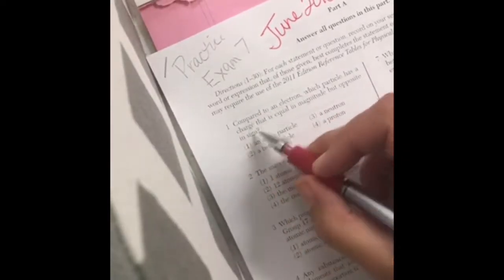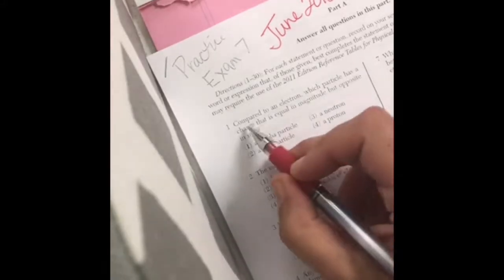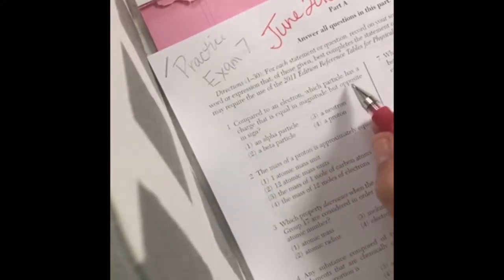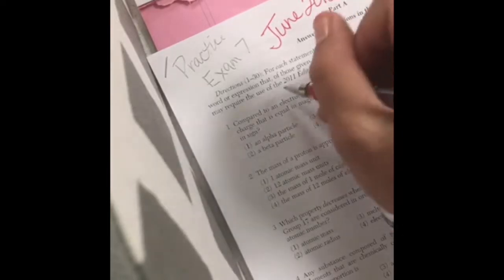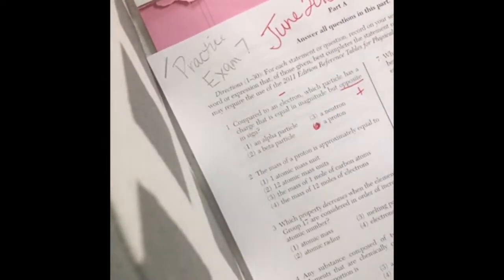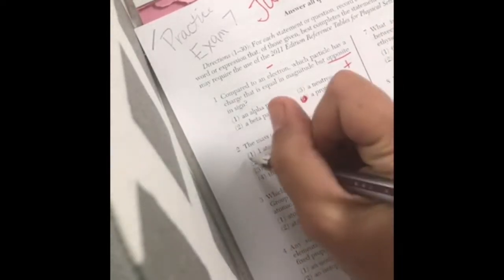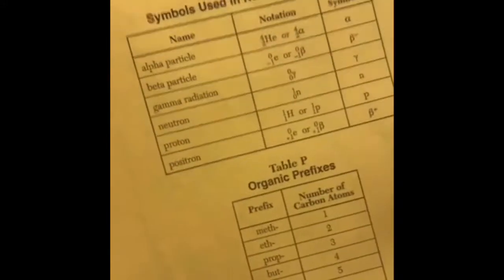So first one, compared to an electron, which particle has a charge that's equal in magnitude but opposite? So an electron is negative, so I'm looking for positive, and positive is a proton. Next one, the mass of a proton is equal to, so a proton weighs 1 AMU, so 1 atomic mass unit. But I'm also going to show you over here, because a lot of times you don't really look at this table until the last unit of the year when you're doing nuclear chemistry.